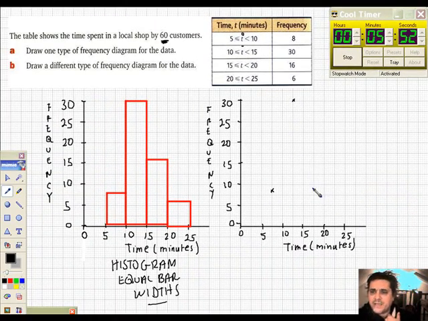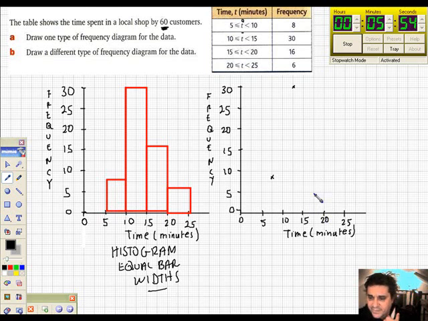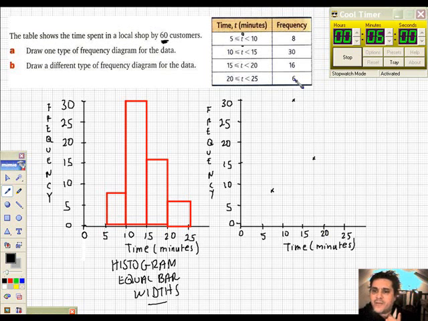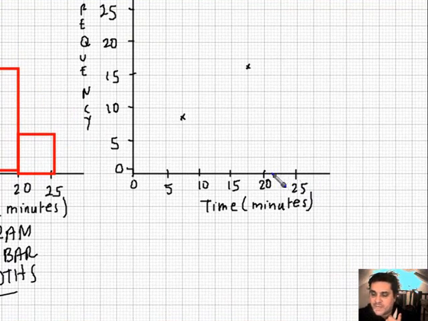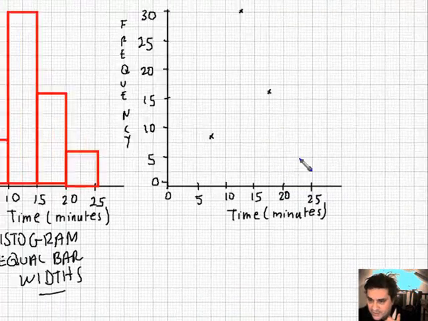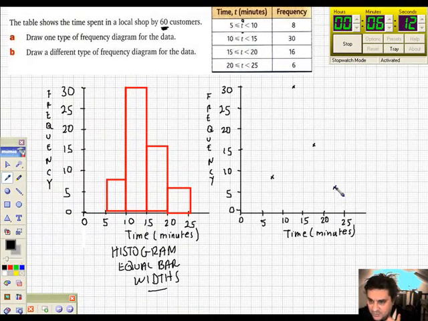Next one, 16 along, 16 up, sorry, between 15 and 20, 17.5, 16, I'm planting it right there. And finally 20 to 25, we're going 22.5 between these two bounds, rather than intervals, and it's 6. So I'm going to put that there.